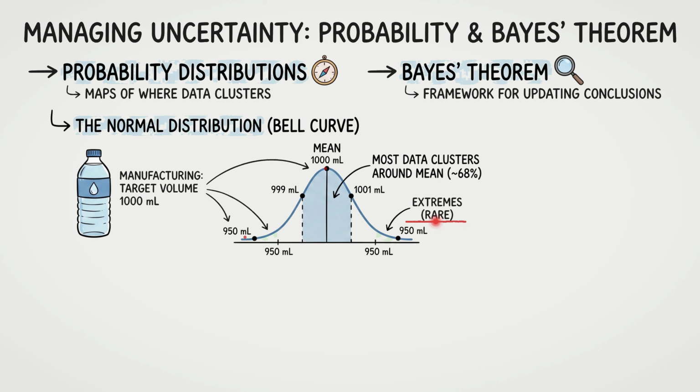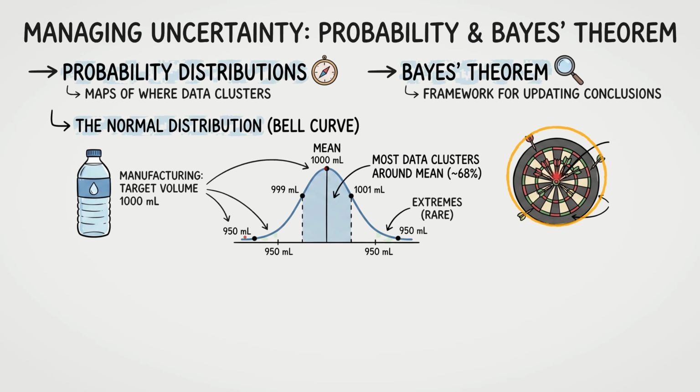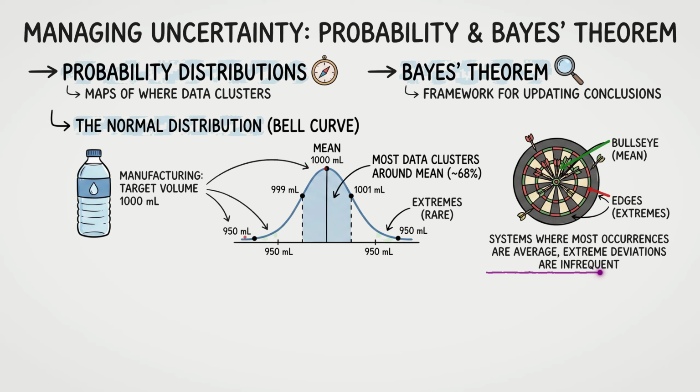To make this intuitive, just imagine throwing darts at a dartboard. Most of your throws naturally cluster right around the bullseye, which represents our mean. As you move further out toward the outer edges, the number of dart holes decreases dramatically. So the core rule to remember here is this. The normal distribution describes systems where most occurrences are average and extreme deviations are infrequent.